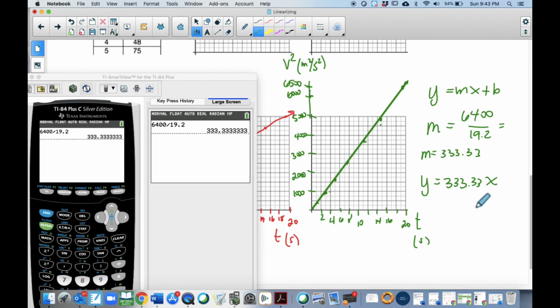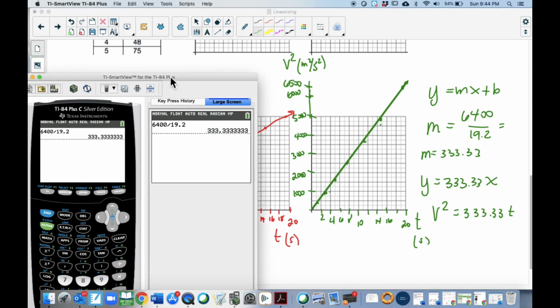333.33x, but of course it's not y and x. Our y is v squared, and our x is t. And I probably should go ahead and include those 0.33, so let me erase that. And so this is my linearized version of the equation. I'm going to go back to my calculator and double check a couple things and make sure that comes out the same in the calculator.